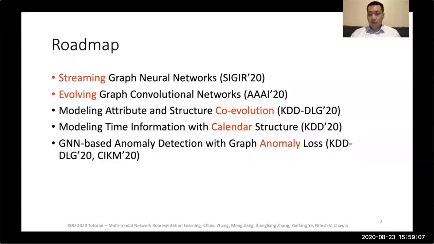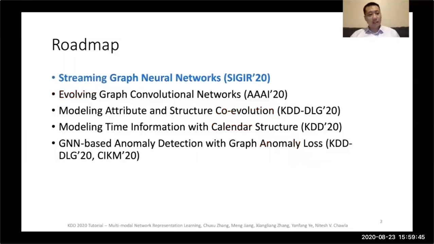The first 4 works are mainly about how to apply graph neural nets on dynamic data, on temporal data. The first one is called streaming graph neural nets in SIGIR. The second one is evolving graph convolutional networks in AAAI, and then modeling the co-evolution of the attributes and the structures, and also using a calendar structure to model the time information. And the last one is a new loss function for graph neural nets based anomaly detection.